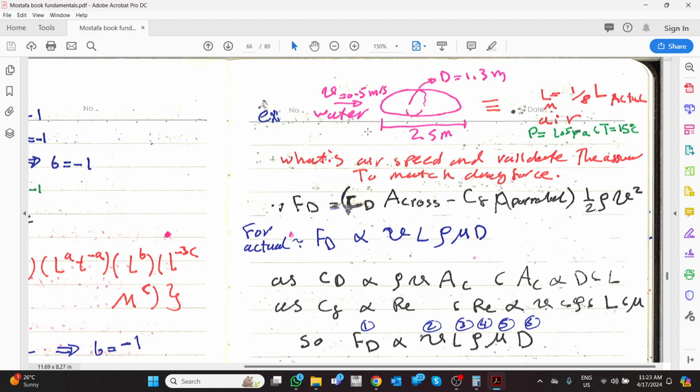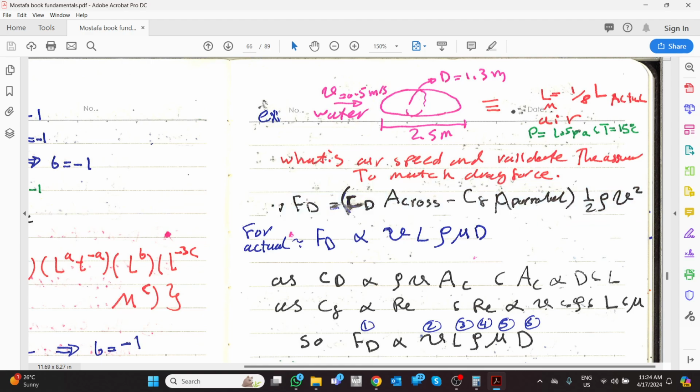So the dynamic similarity is the drag force. We don't have any other forces acting except the drag force. So the drag force is a combination of the drag coefficient multiplied by its cross section, due to the pressure, and the coefficient CF for the viscosity, for the friction, multiplied by the parallel area, multiplied by half rho v squared. We know this one, okay?